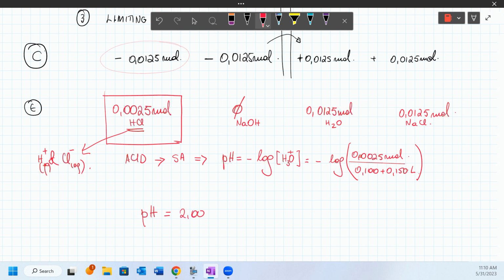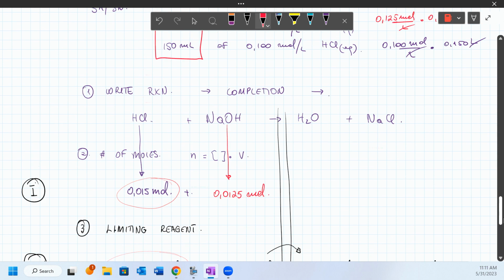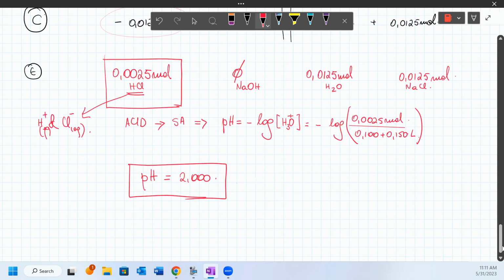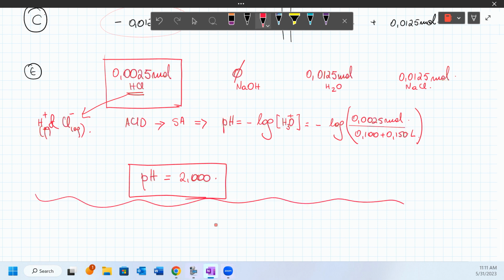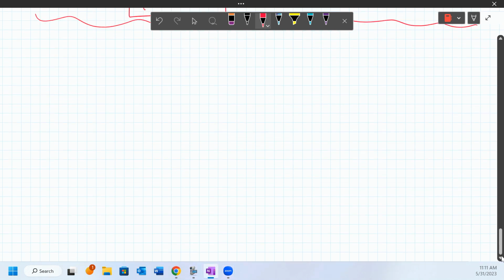So the pH after you do this calculation, I have 2. You check with yourself. We will record it as 2.00 because I believe that we started with 3 significant digits. For the pH, the significant digits are counted only after the decimal point. Does this make sense? Strong acid, strong base. What we will see now is a weak acid and a strong base.